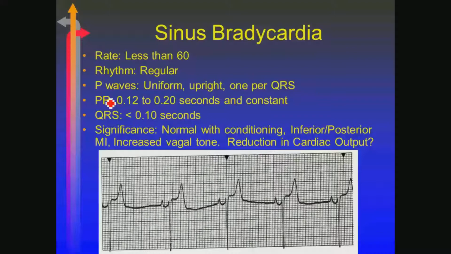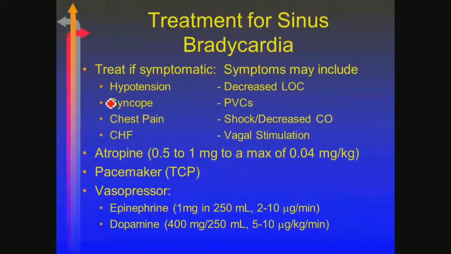And the thing we want to look for is, is this significant? Is this something which is causing a reduction in peripheral perfusion? If they're symptomatic, meaning they have hypotension, chest pain, loss of consciousness or poor response, cardiac output that's reduced, the treatment for this is atropine. Atropine is given in 0.5 milligram increments up to a max of 3 milligrams, basically. So you can give it up to 6 times. 70 kilogram man, 0.04 works out to about 3 milligrams.